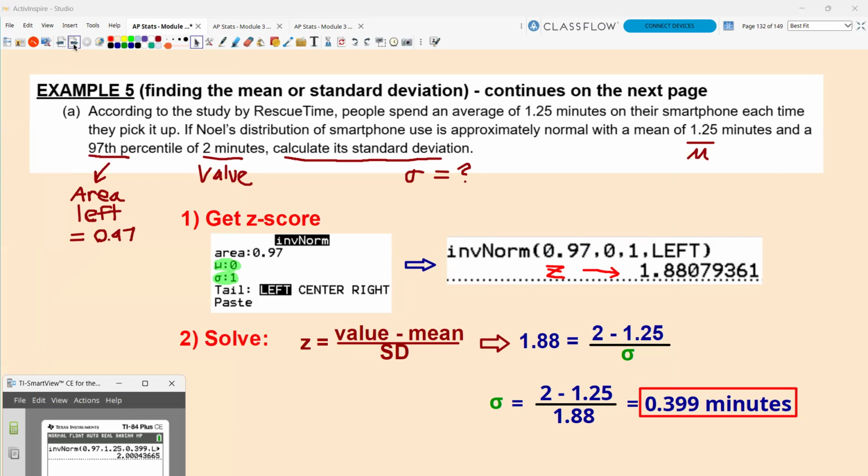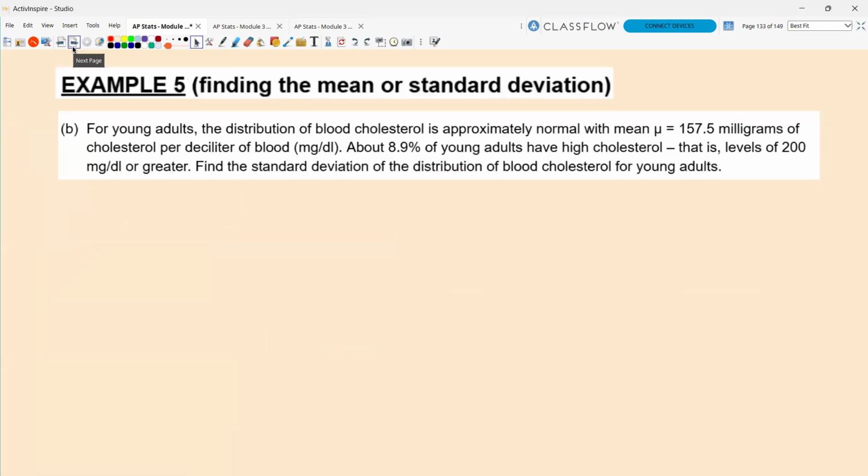You try letter B. For young adults, the distribution of blood cholesterol is approximately normal with a mean of 157.5 milligrams of cholesterol per deciliter. About 8.9% of young adults have high cholesterol, that is, levels of 200 milligrams per deciliter or greater. Find the standard deviation of the distribution of blood cholesterol for young adults. You might want to pause this and give it a try on your own. We're going to go over it in 3, 2, 1.